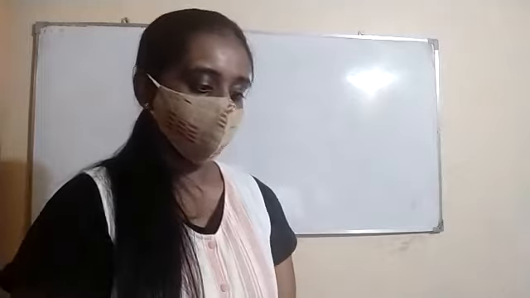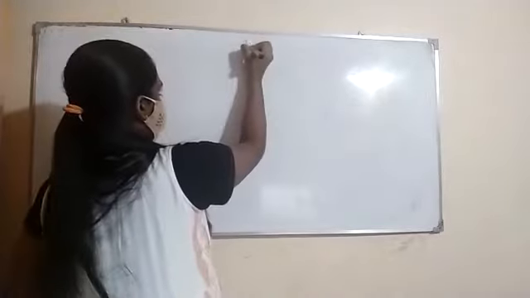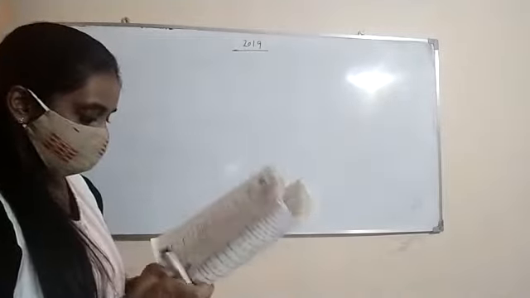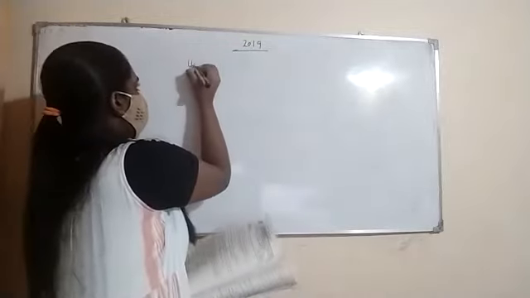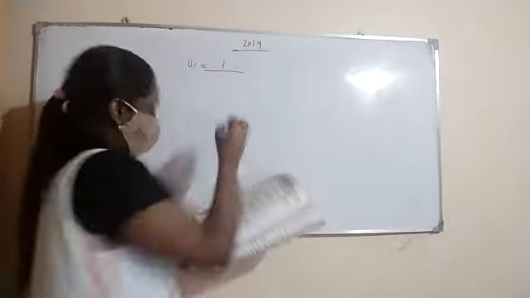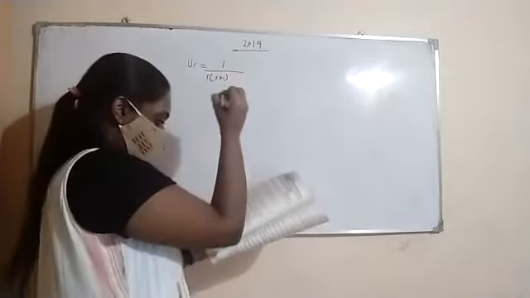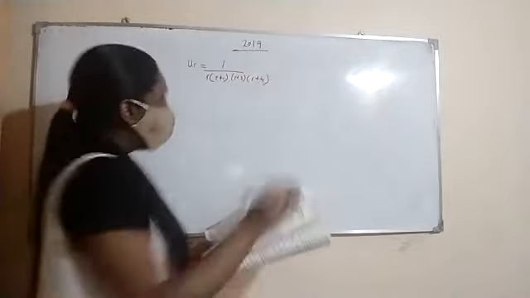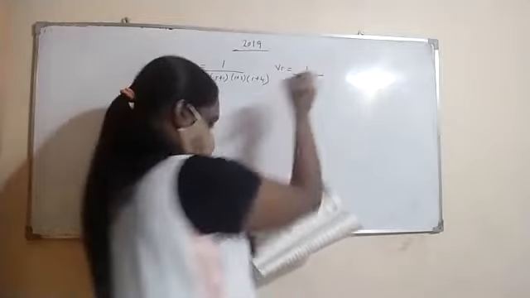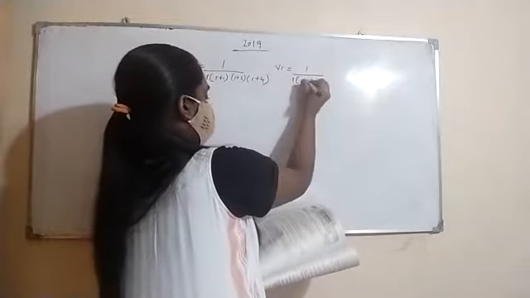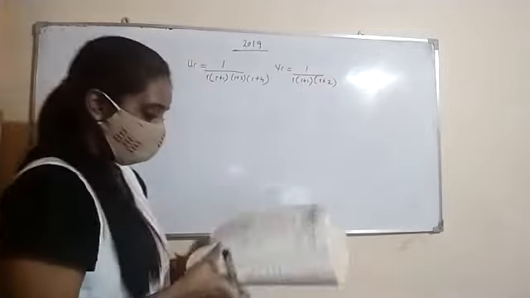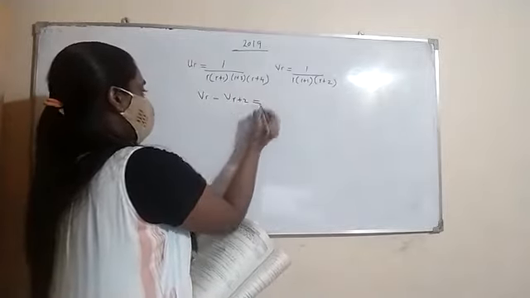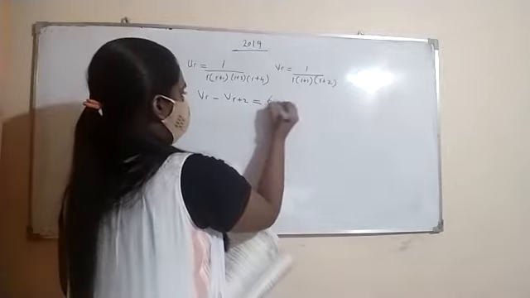So let's see how to do the 2019 series question. First of all, we are given: let UR be equivalent to 1 over R into R plus 1 into R plus 3 into R plus 4. And VR is equivalent to 1 over R into R plus 1 into R plus 2. And what they are asking is: show that VR minus VR plus 2 is equivalent to 6UR.